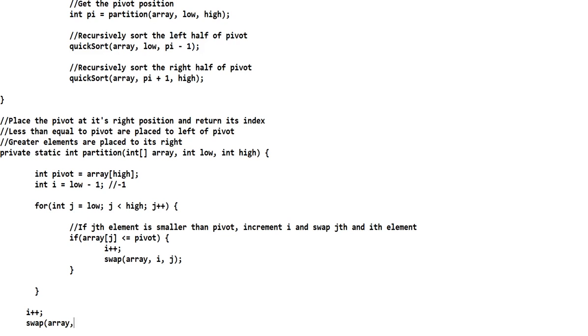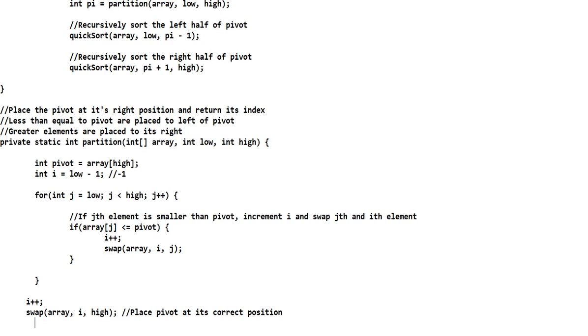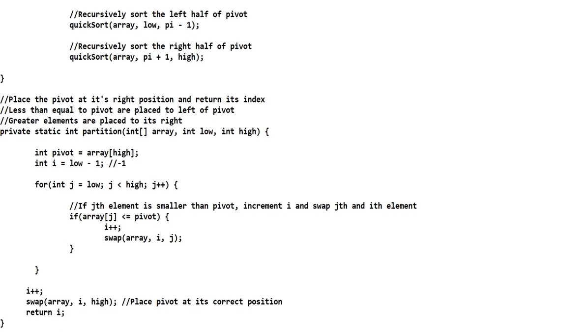So we are going to swap i with the pivot element, which is at index high. This will place the pivot at its correct position. And what we need to return is the pivot index. So we are going to return i, because the pivot is at index i after this step.